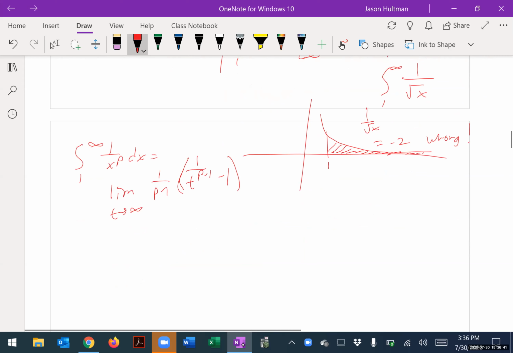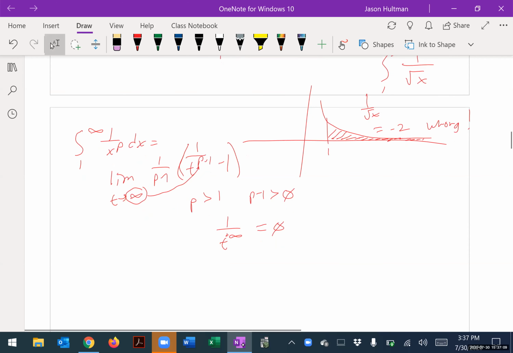And we said that if p is bigger than 1, then this exponent is positive. The exponent p minus 1 is greater than 0. So if we take the infinity here, then this becomes 1 over t to a positive infinity, which is 0. That goes to 0, the limit as t goes to positive infinity.